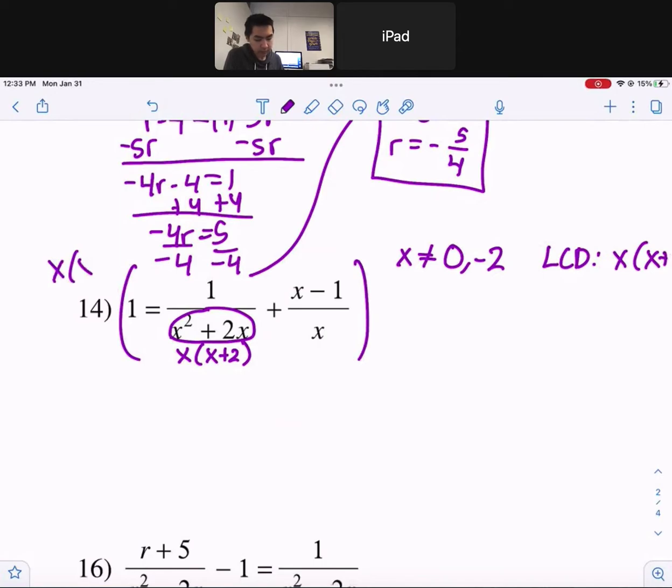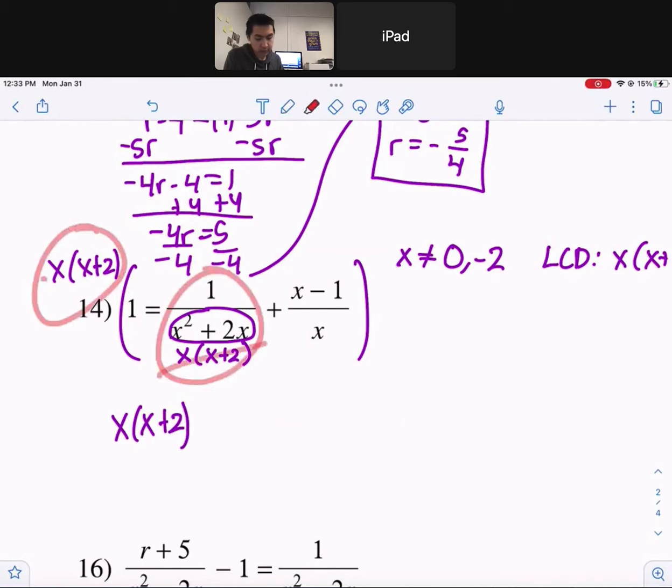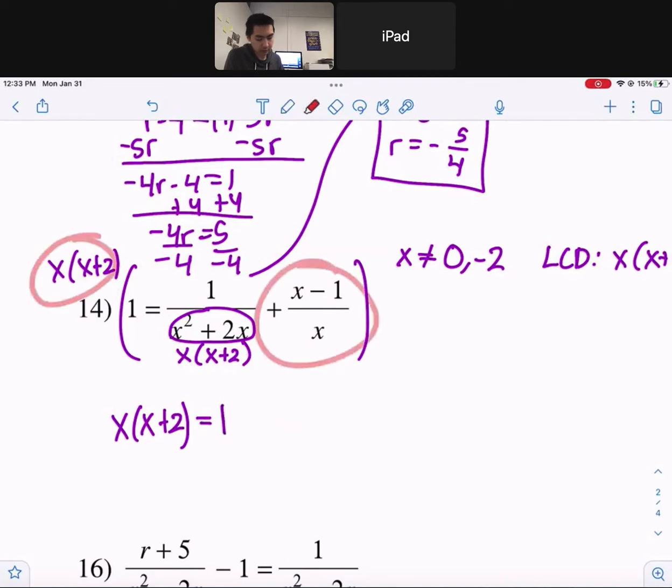So this times this will just be x times x plus 2. This times this, the x times x plus 2 cancel, so you just have a 1. And this times this, these x's cancel, so you have x plus 2 times x minus 1. So that would be x plus 2 times x minus 1.